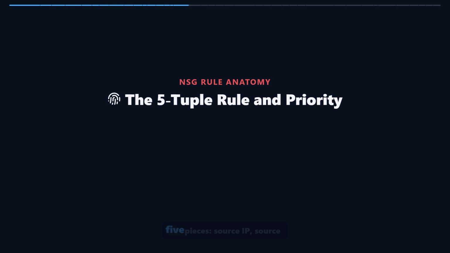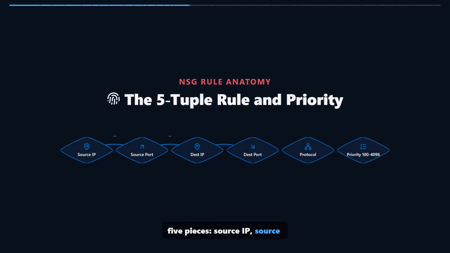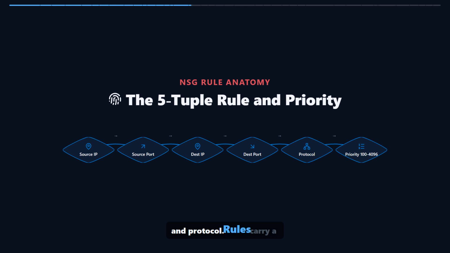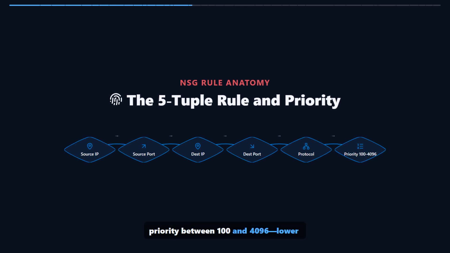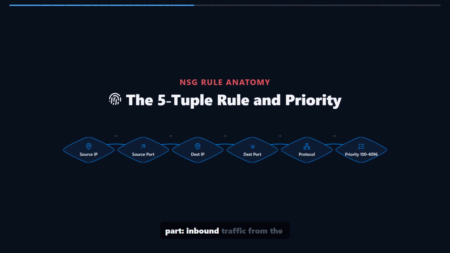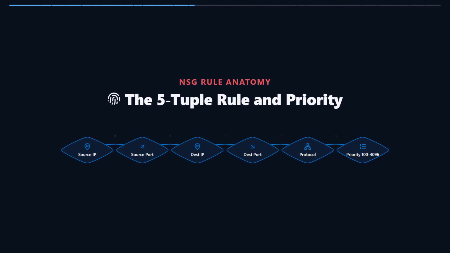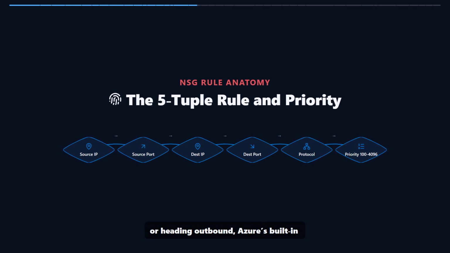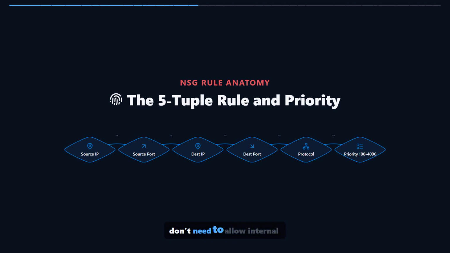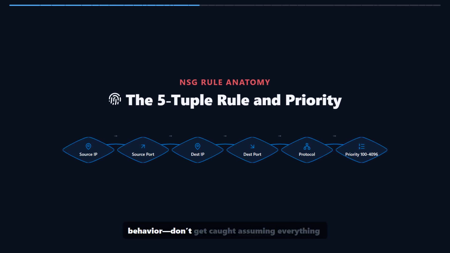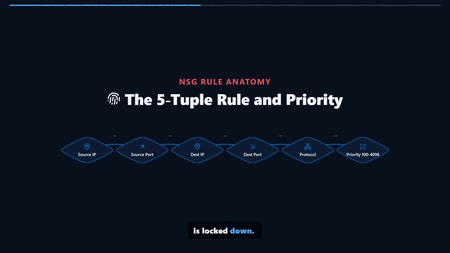Every rule is defined by 5 pieces: source IP, source port, destination IP, destination port, and protocol. Rules carry a priority between 100 and 4096. Lower numbers win. Here's the crucial part. Inbound traffic from the internet is denied by default. Only what you explicitly allow passes. But within a subnet or heading outbound, Azure's built-in rules permit traffic, so you don't need to allow internal chatter. That's the real default behavior. Don't get caught assuming everything is locked down.